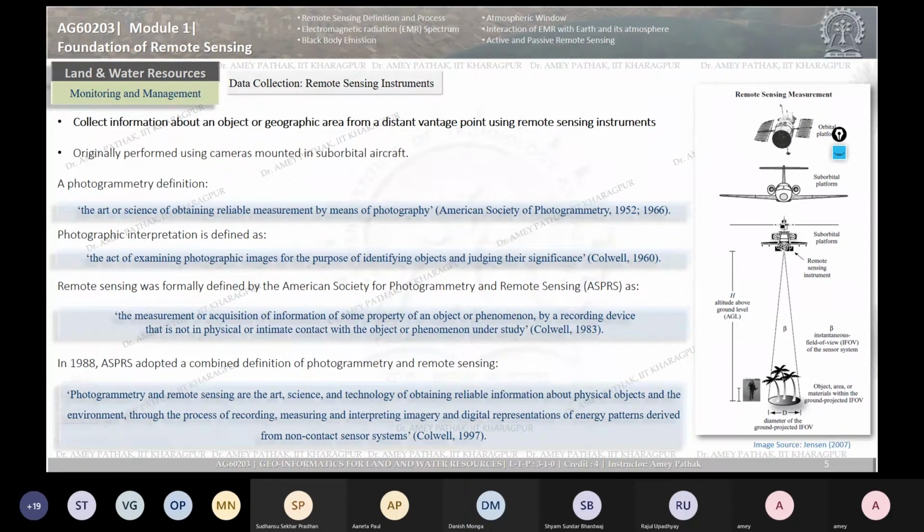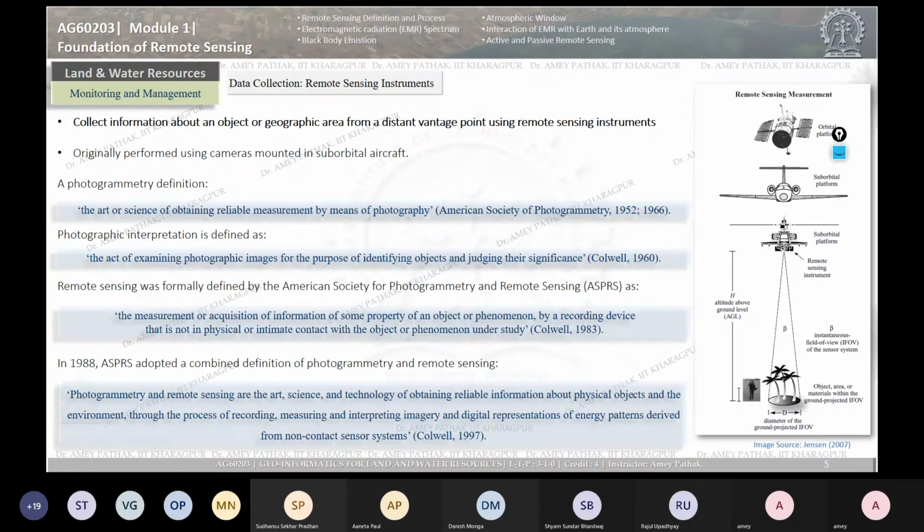Okay, first measurement, that is photogrammetry, and interpreting those images in order to make some judgment out of it, to identify a particular object or make some judgment. That is photographic interpretation.